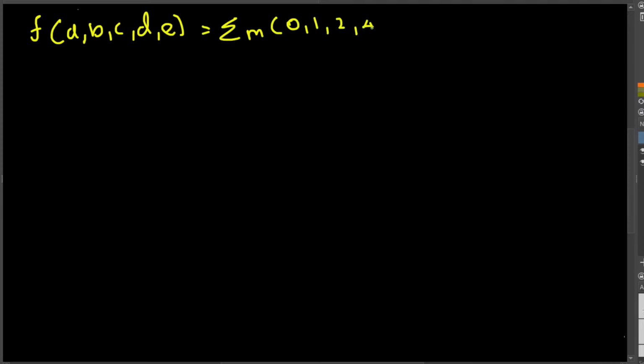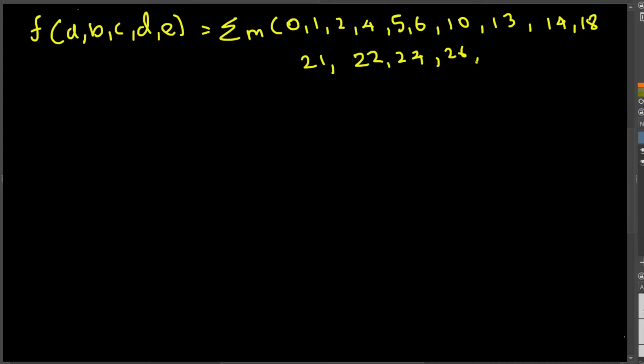Example of a 5 input K-map. Now let's look at this. Let's say we have a function with 5 variables a, b, c, d, e, and we have the expression given, that is minterms 0, 1, 2, 4, 5, 6, 5, 6, 10, 13, 14, 18, 21, 22, 24, 26, 29, 30. So these are the values given.